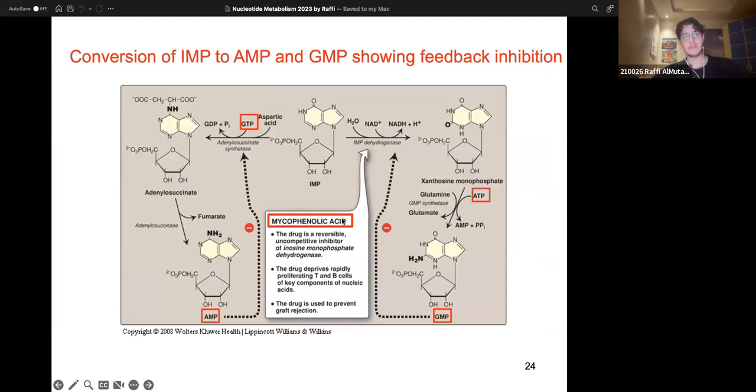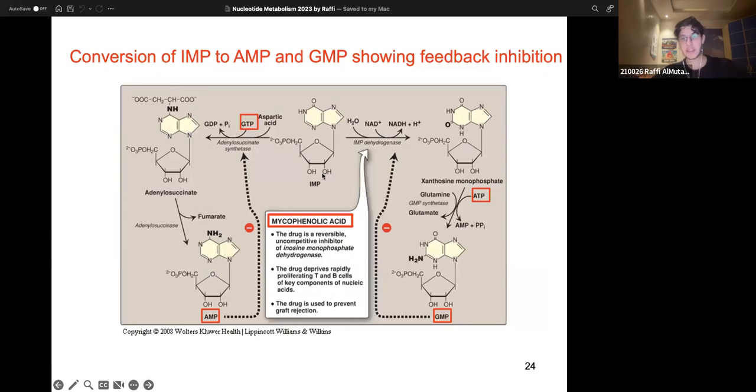Now that we've made this IMP, what do we want to make now? Could someone tell me in the chat? AMP and GMP, thank you. So yes, we make this IMP because we want to make AMP and GMP.